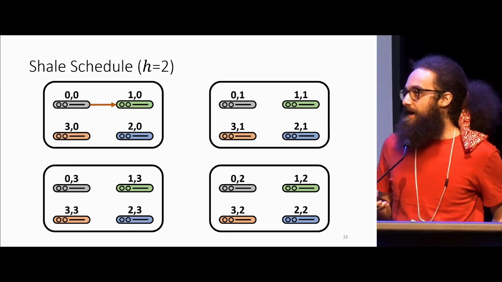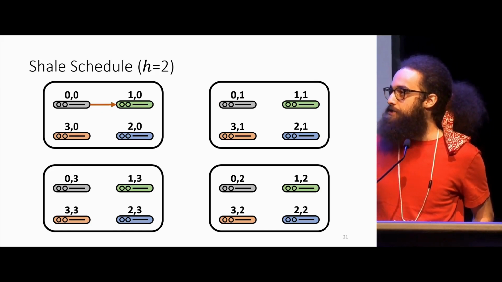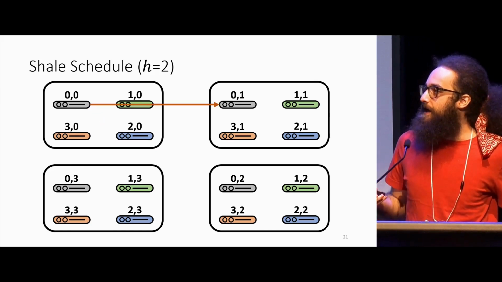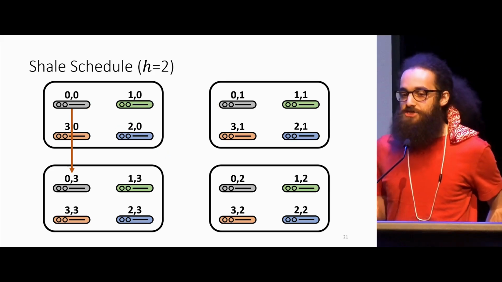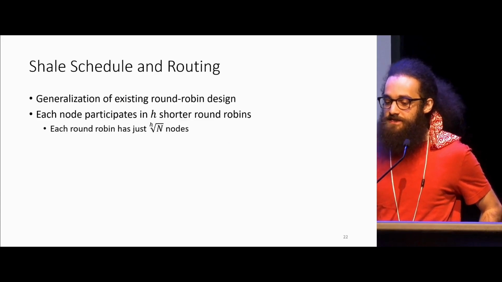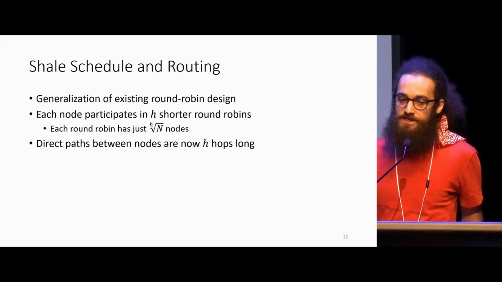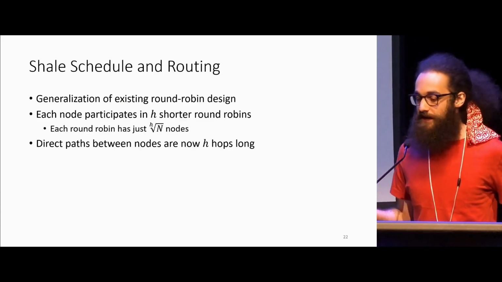So a direct path in Shale with h equals 2 is going to take 2 hops, one to set the x coordinate and one to set the y coordinate. And in general, a direct path in Shale is going to take you h hops, because h is the number of coordinates that each node is going to have.